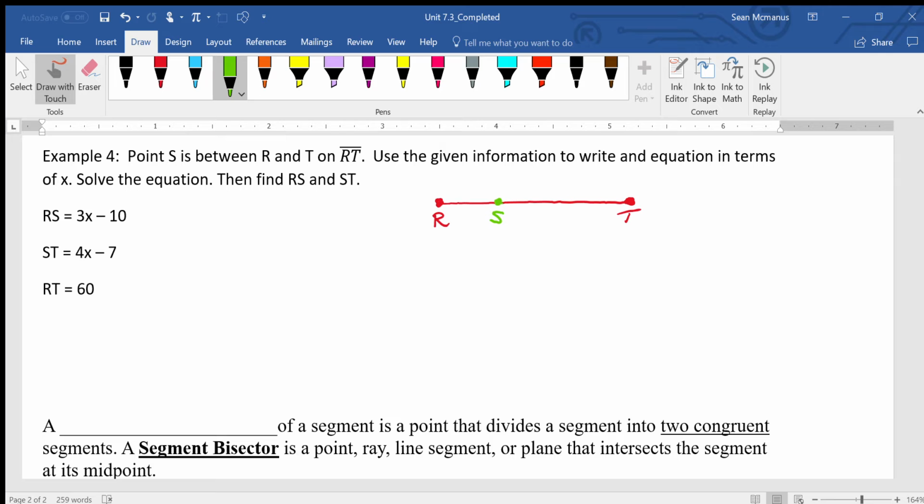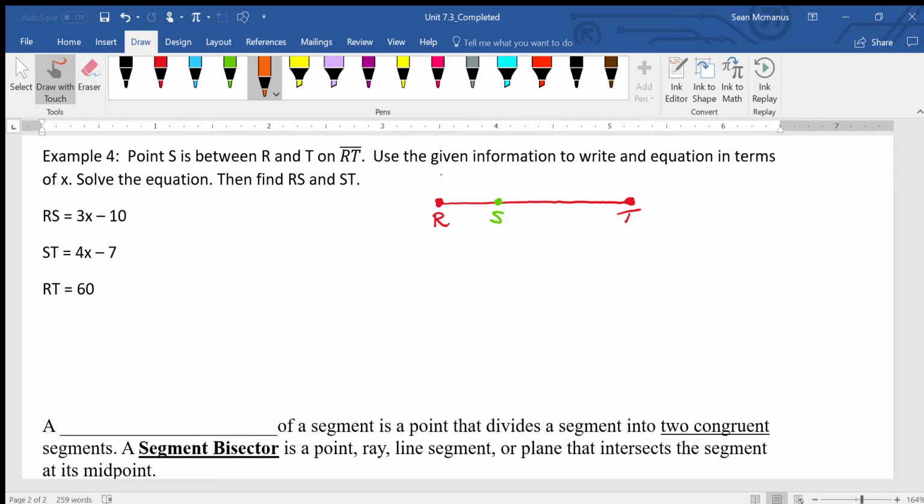So we haven't talked about midpoint or the middle yet, but we want to make sure we understand between doesn't necessarily mean it's right in the middle. It's just somewhere in between. So I tried to purposely put it closer to one side so we don't think that it necessarily means that they're equal. So point S is between R and T. Use the given information to write an equation in terms of x. Solve the equation. So RS is equal to, let's do orange here.